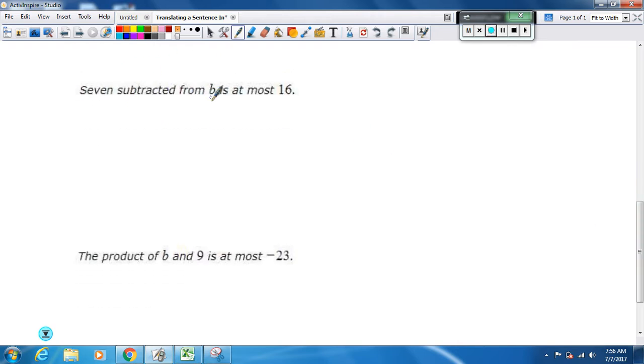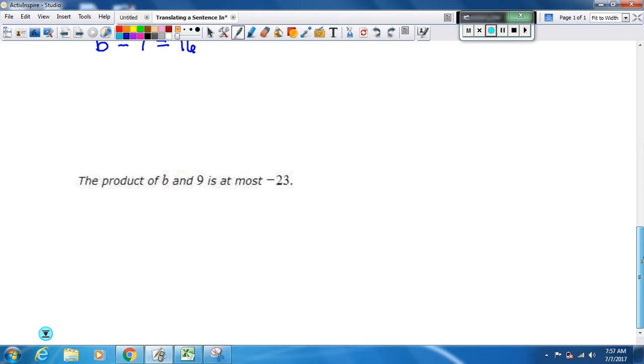Seven subtracted from B. Okay, the word from. Whatever comes after the word from comes first. So I'm going to do B, and then I'm going to subtract 7. So when you see the word from, you actually take what's after that, and you work backwards. B subtracted from 7. At most. At most means that you can't have more than. So if you cannot have more than, you have to have less than, or you could also have equal to. So less than or equal to 16.